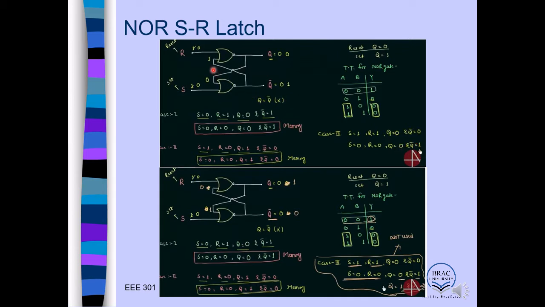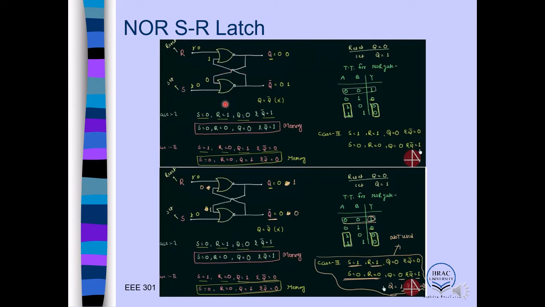And this 1 goes here, right? So this 1 and 0, 0 1 becomes 0. So your Q becomes 0. Now for S equals 0, R equals 0, Q becomes 0, Q prime becomes 1.